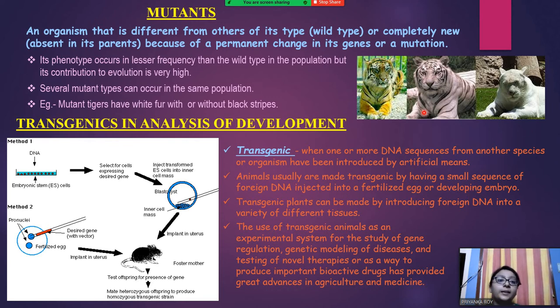So this is an example of a mutant. Like you can see, normal wild type tigers, as we already know, have yellow fur with black stripes, and a mutant has white fur with black stripes or without stripes also. So there can be several types of mutants, and their population will always be lower than the wild type population, but still it is there.